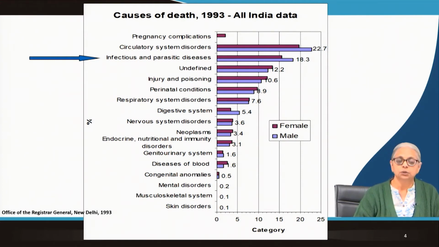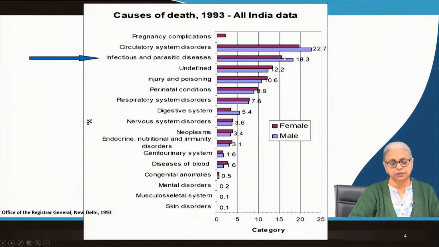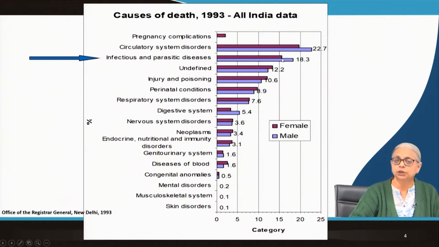Now let's take a closer look at what is happening in our own country. In our own country, I don't have too much data, but I have one set of data, 1993, and the top 10 causes of death arranged by gender is what is shown in this graph. So the first one is circulatory system disorders, and then that is followed by infectious and parasitic diseases. Now these infectious and parasitic diseases, that's the number 2 cause, and that's 18.3% for males and just a little bit higher than 15% for females.